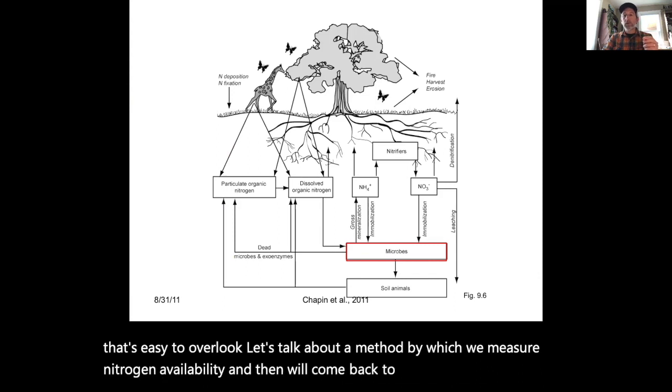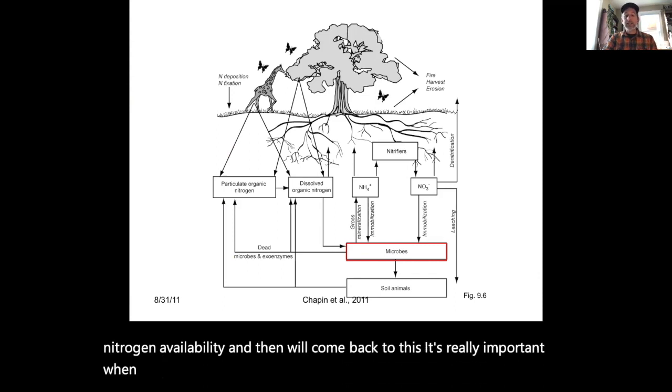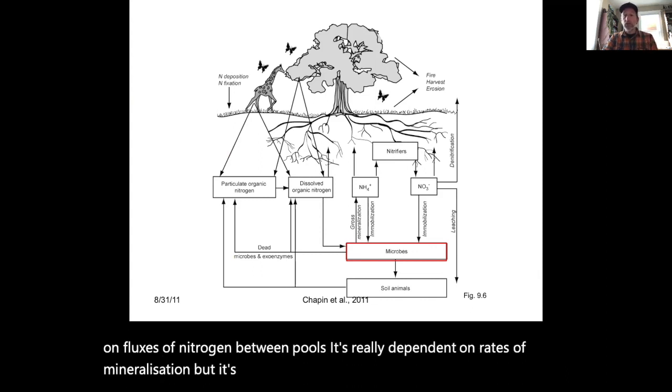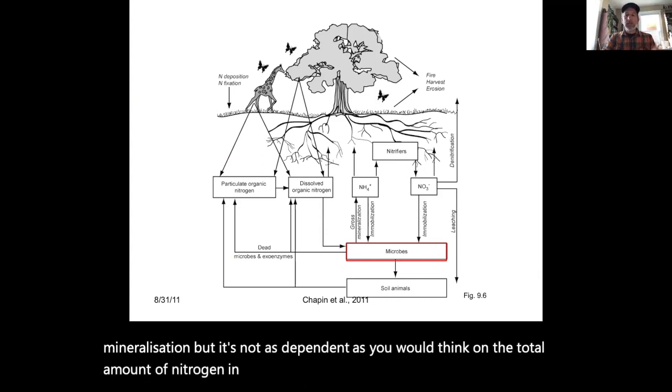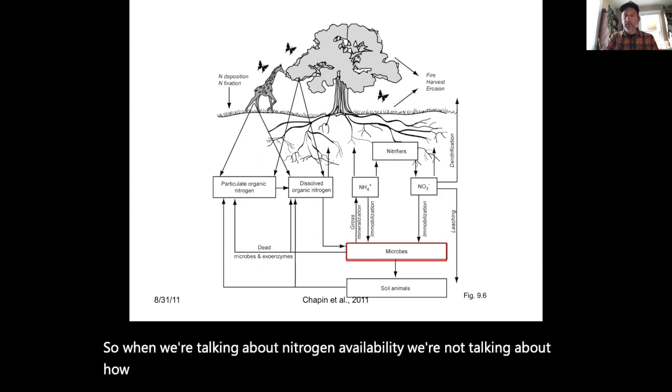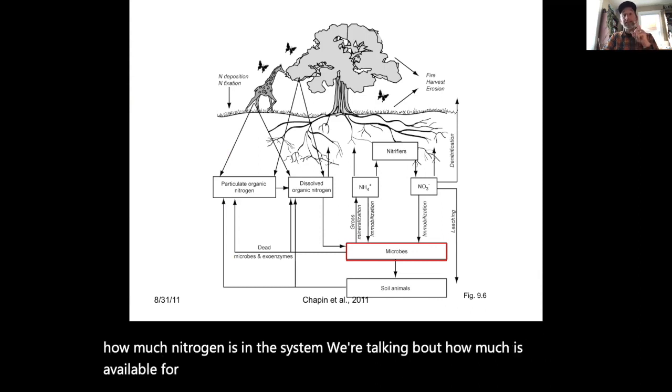It's really important when considering nitrogen to realize that nitrogen availability is dependent on fluxes of nitrogen between pools. It's really dependent on rates of mineralization, but it's not as dependent as you would think on the total amount of nitrogen in a system. So when we're talking about nitrogen availability, we're not talking about how much nitrogen is in the system. We're talking about how much is available for plants to take up. And that's very different than the total amount that's present in a system.